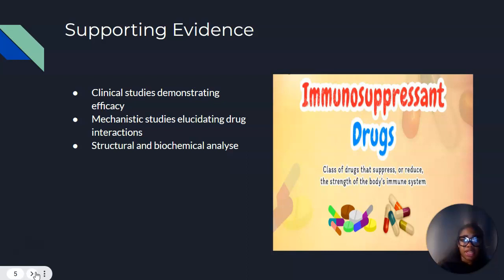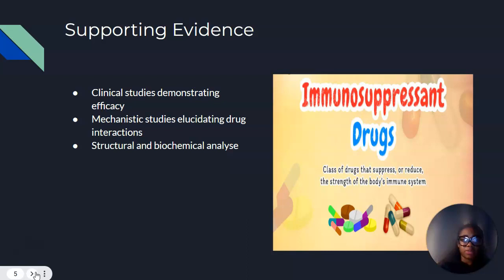Mechanistic studies aim to elucidate the precise interactions between immunosuppressive drugs and their molecular targets within the immune response pathway. These studies employ techniques such as biochemical assays, structural biology, and cell-based assays to delineate the mechanisms of drug action. For instance, researchers have elucidated the molecular mechanisms by which calcineurin inhibitors suppress T cell activation by inhibiting calcineurin phosphatase activity, leading to downstream effects on cytokine production and gene expression.